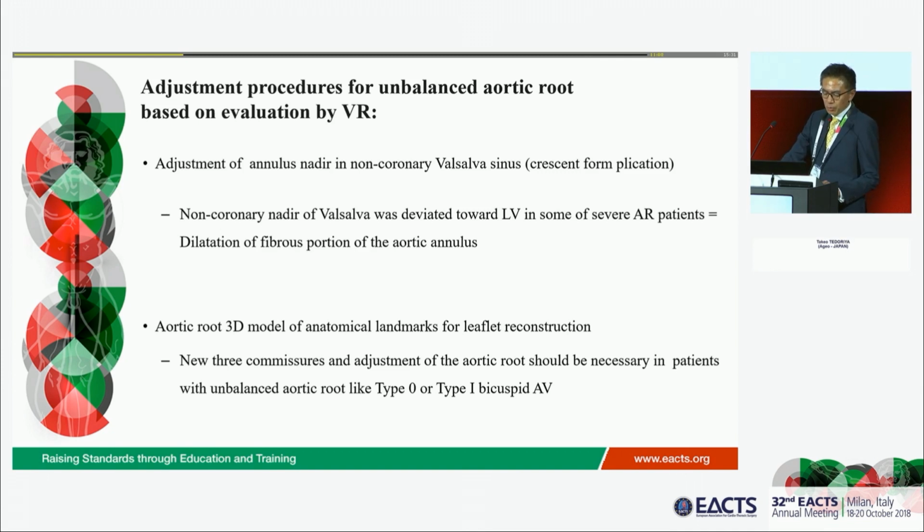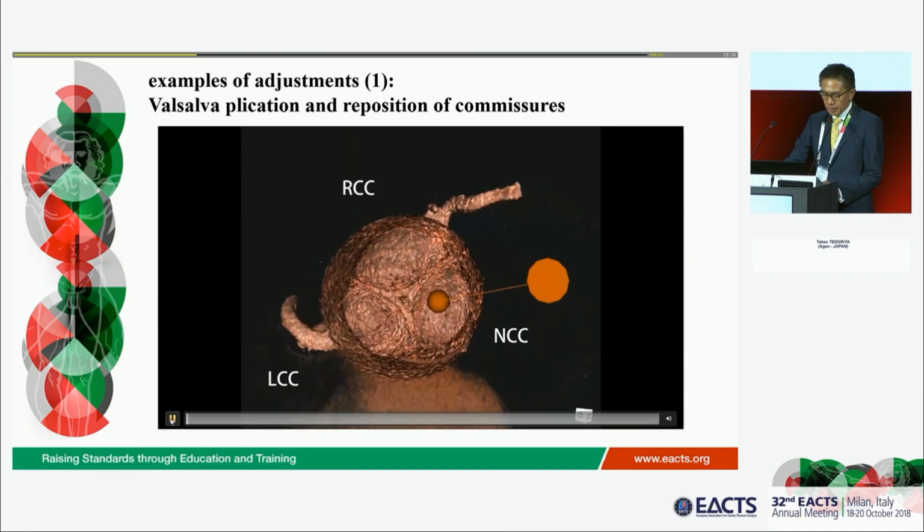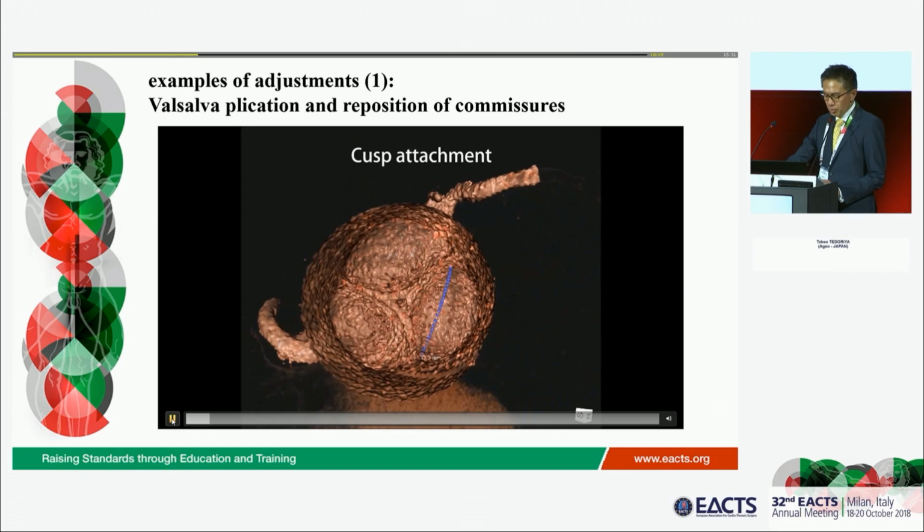And also for limited patients, new 3 commissures and adjustment of the aortic root should be necessary in patients like type 0 or type 1 bicuspid aortic valves. So I bring an example for the application of Valsalva.